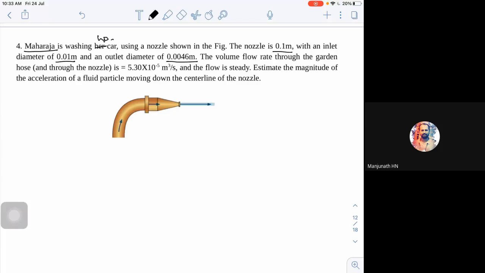So using these components, I can easily find the acceleration of the fluid. Now if I want to find the acceleration, I should know whether it is in the x direction or y direction, whatever it is. So just now we saw the equation for the acceleration.